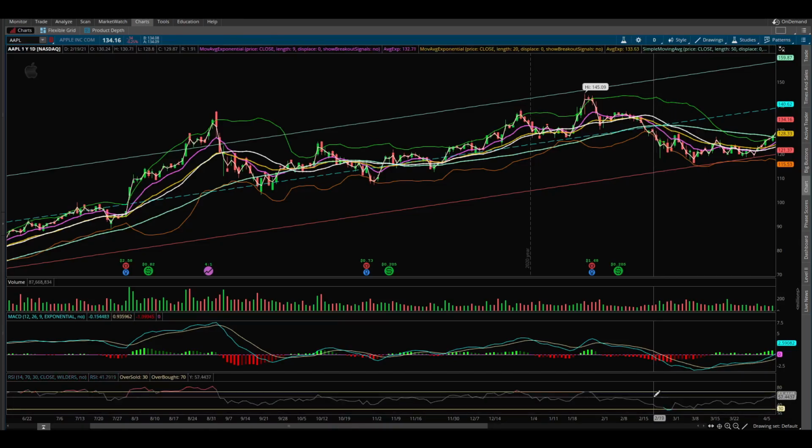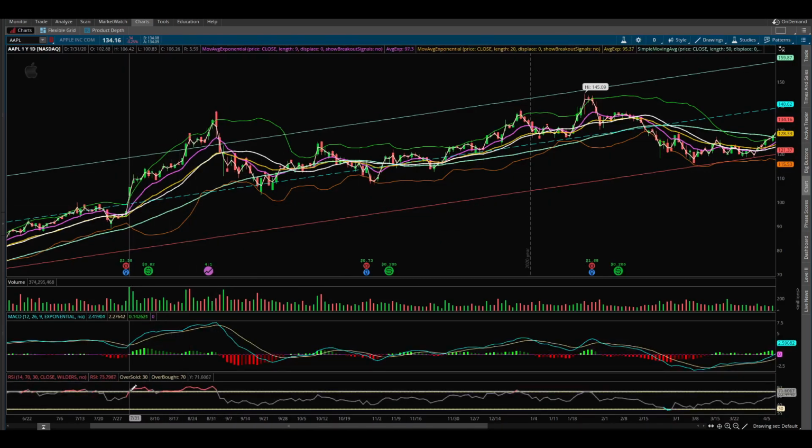Let us look at the overbought zone. If we have a look at this example, above the 70 line, the lines will be in red, and therefore it signals that it's overbought.